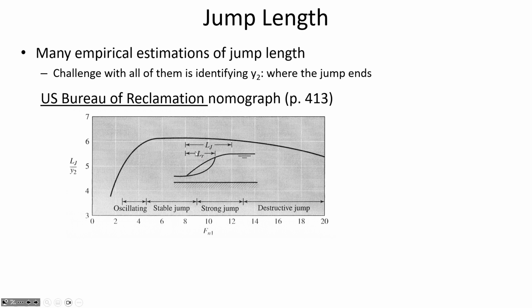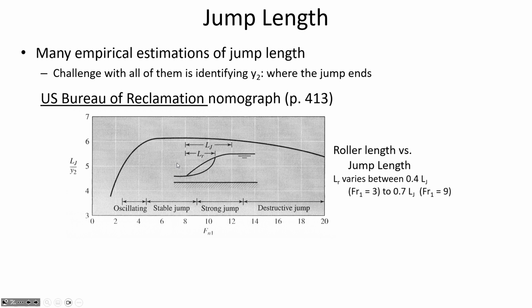Here L sub R is the part of the hydraulic jump where you can see lots of foamy water. It looks white, with air entrained, because it's the most dramatic part of the hydraulic jump. But the water level is still increasing gradually for some additional distance beyond the roller distance. So this Bureau of Reclamation nomograph tells you the overall length of the hydraulic jump.